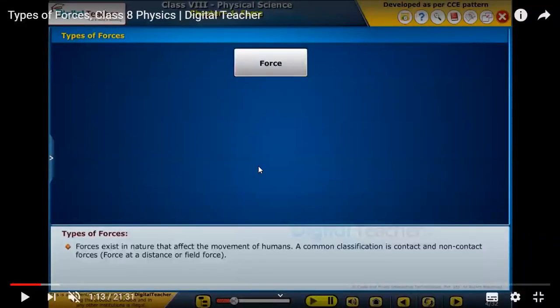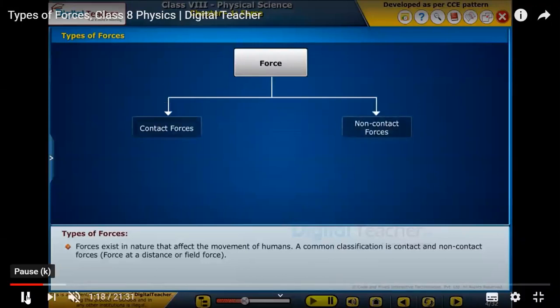Force can be broadly classified into two types. Forces exist in nature that affect the movement of humans. A common classification is contact and non-contact force. Contact force and a non-contact force. What is a contact force?